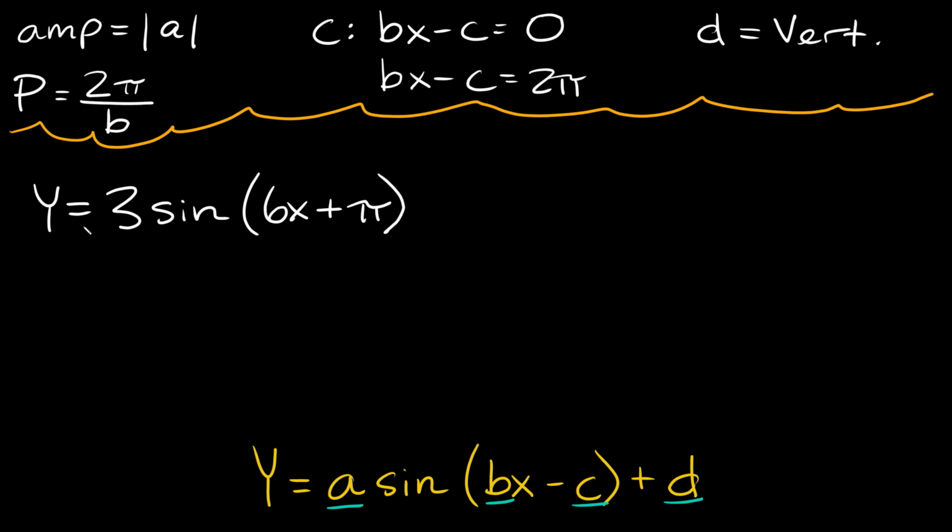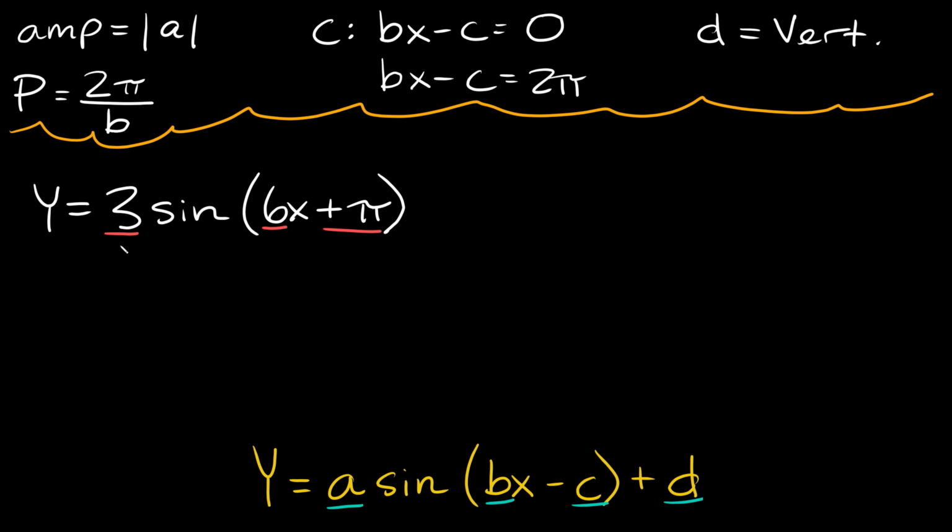Okay, this time we have y is equal to 3 sine of (6x plus pi). So again, let's identify our variables here. So this is a, this is going to be b, and this is going to be c. And we don't have a d either, okay?